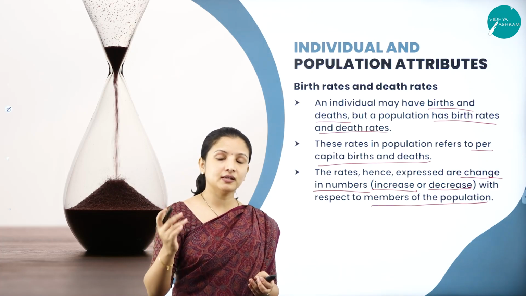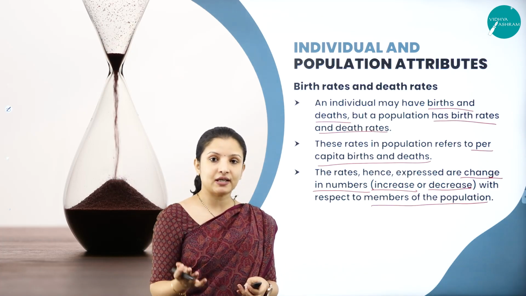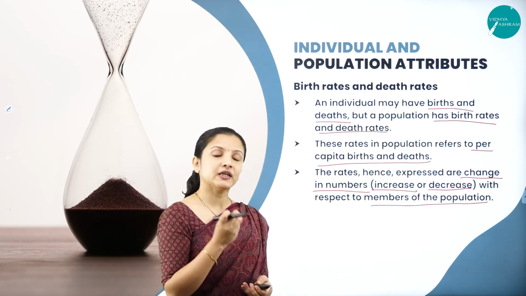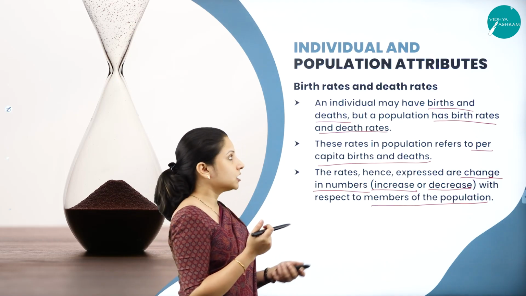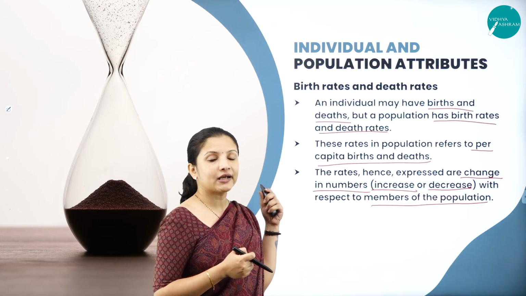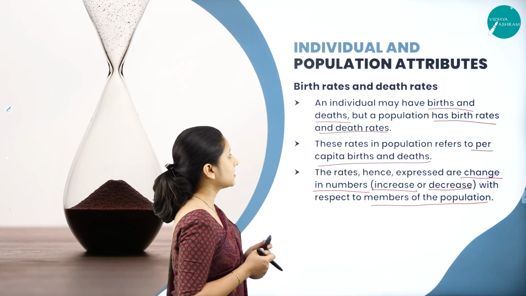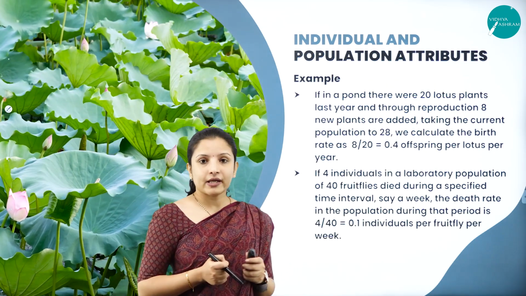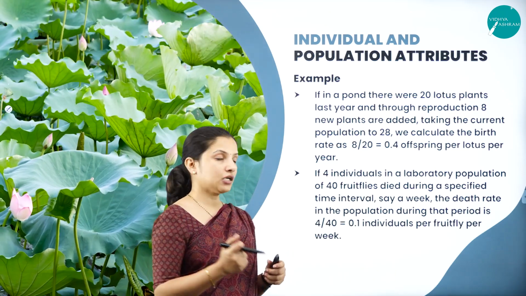So if it is birth, the number would have increased. If it is death, the number would have decreased. So we can count it here. So this is about one of the attributes of population and individual, that is birth rates and death rates. So we'll take an example here to make you better understand.